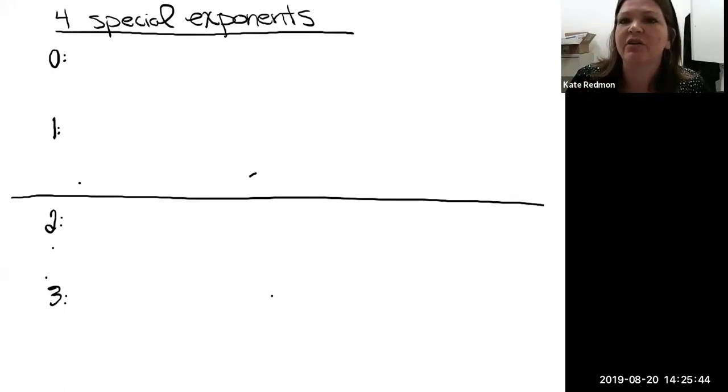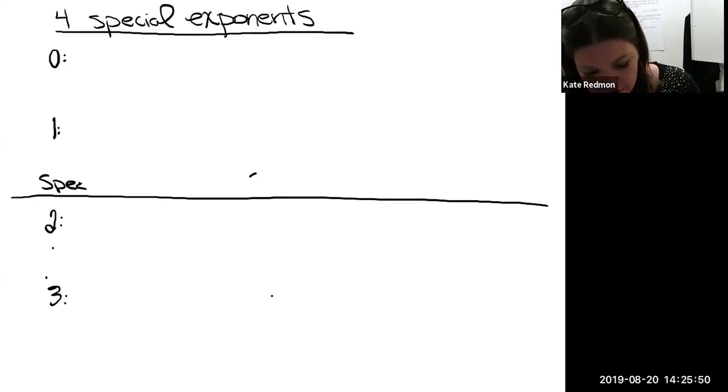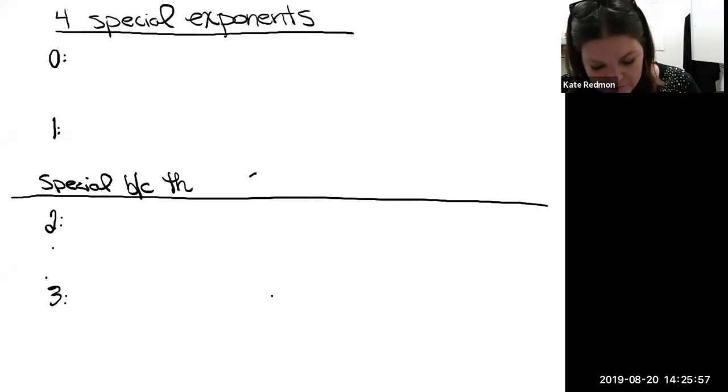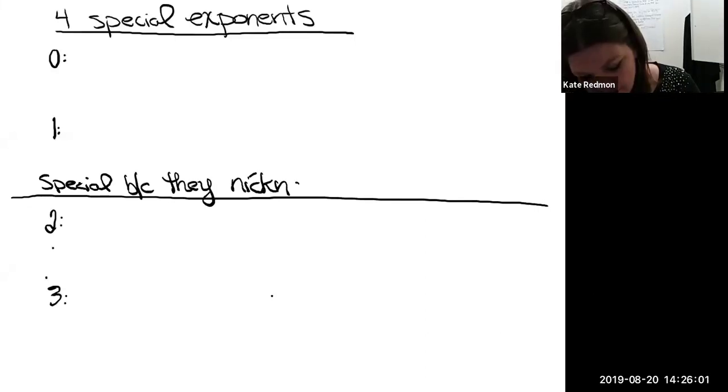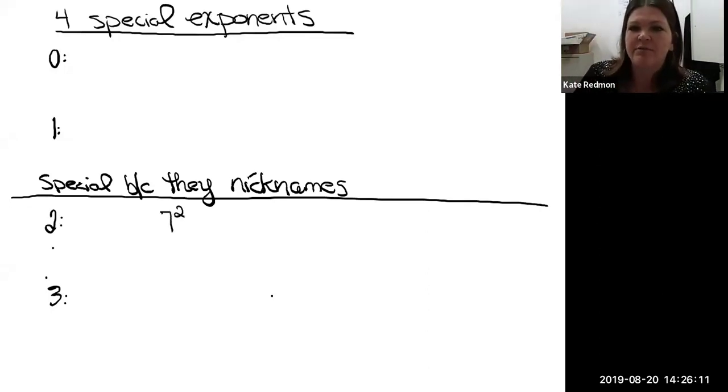I'm going to put a line between them because they're special for different reasons. Let's talk about 2 and 3 first. 2 and 3 are simply special because they have nicknames. Now I use the term nickname loosely. It's not really a nickname, but they have short ways to talk about them. Mathematicians are like the laziest people on earth. No joke. They really are. We're always looking for a short way to do things.